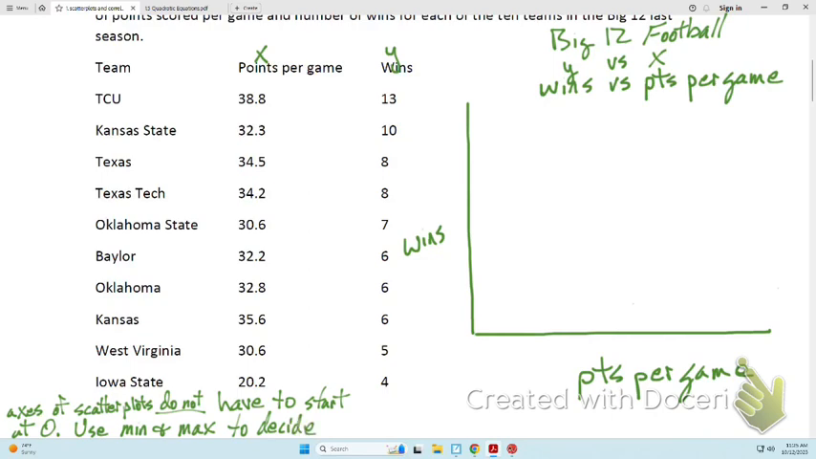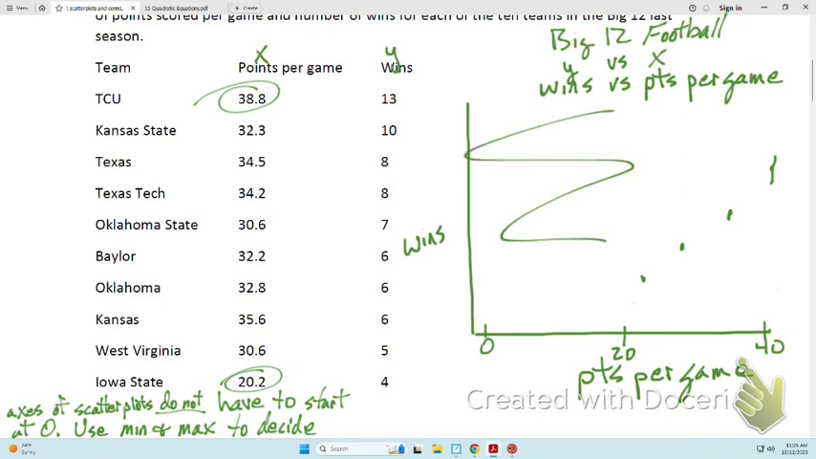So for example, in the points per game, I see a minimum of 20 and I see a max of 38. There is no reason to start at 0. Let's start at 20. What if I was to start at 0 and I put 0 here and I put 40 out here? That'd be really bad because 20 would be here, and I'd have dots like this. And I have all this empty space here. That's really bad. I want to zoom in as close as possible to the data.